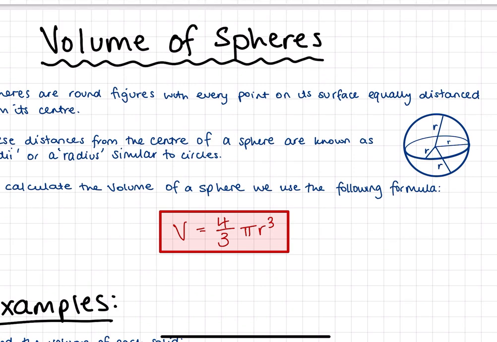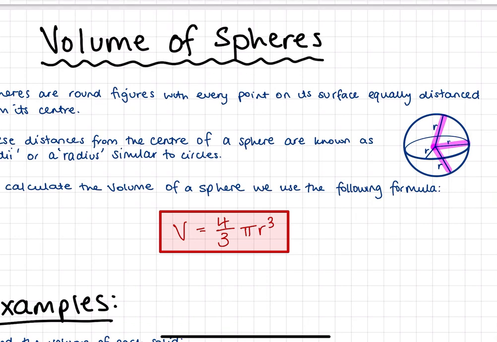Okay, so the distances from the center of the sphere are known as radii, or a radius if you're just talking about one. And it's very similar to a circle. So if you can see this diagram over here, this is a radius, and if you think in 3 dimensions, this one's coming towards us, that's another radius, okay? So if you draw any line from the center outwards to the outside of the sphere, that's known as a radius, okay? Now, to calculate the volume of a sphere, we use the following formula.